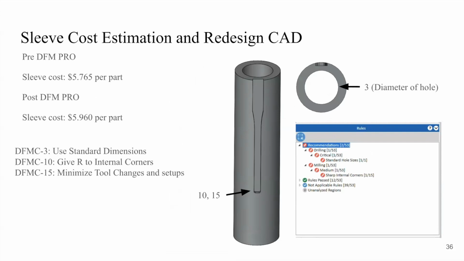Fillets will in turn reduce the amount of tool changes and setups needed. These changes are shown by DfMC10 and 15. There is no change in product function and assembly cost.